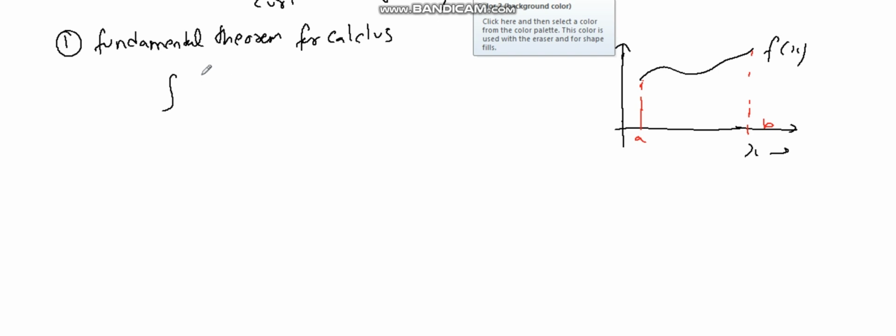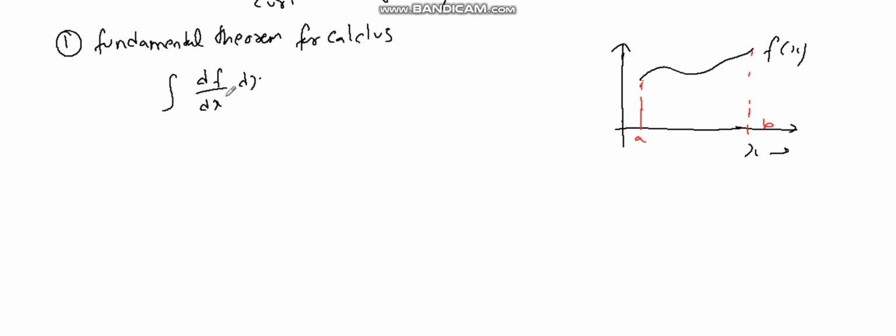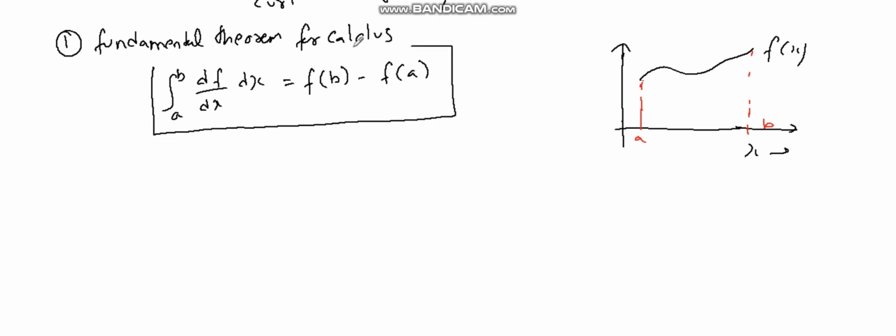So according to that, we have the derivative of this function with respect to x, the derivative times dx, integrated over a to b, will give the value of the function at x equal to b minus the value of the function at x equal to a. So this is the fundamental theorem of calculus, right? How will we prove it? Let's see this.